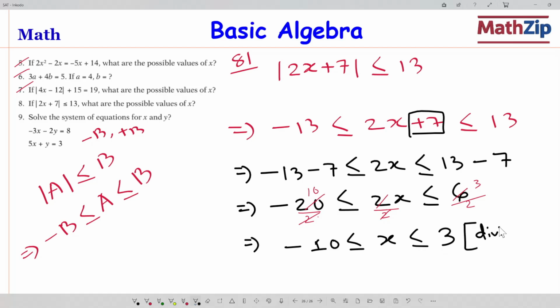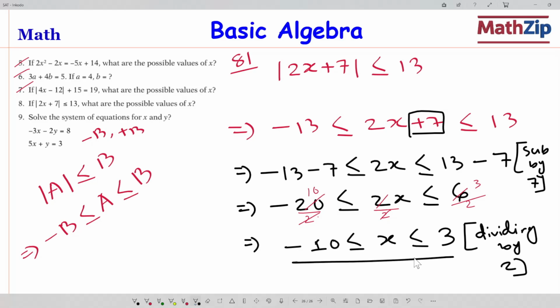Dividing by 2, okay, and here subtracting 7. So our answer is minus 10 less than or equal to x less than or equal to 3. So number 8 is done.